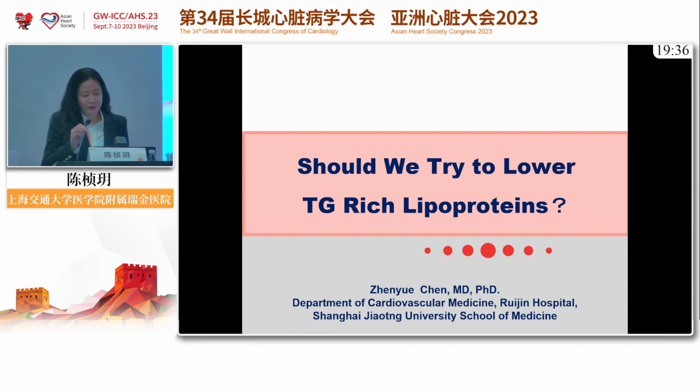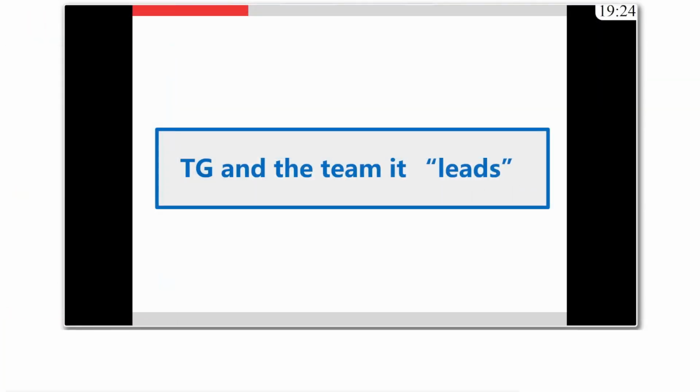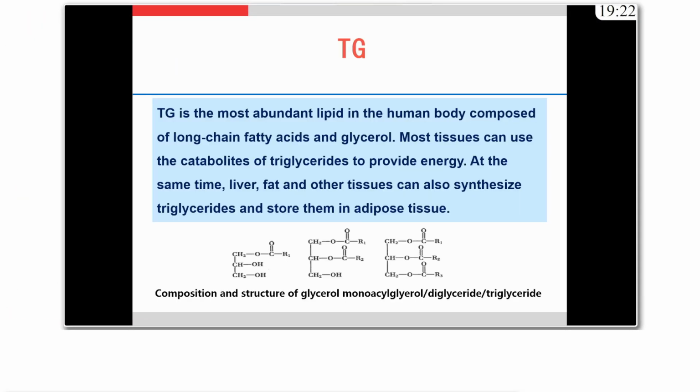It's my pleasure to be here to give a talk about whether we should try to lower TG-rich lipoproteins, given by the forum, and I will try to answer this tough question. First of all, what's TG and what does it lead to?